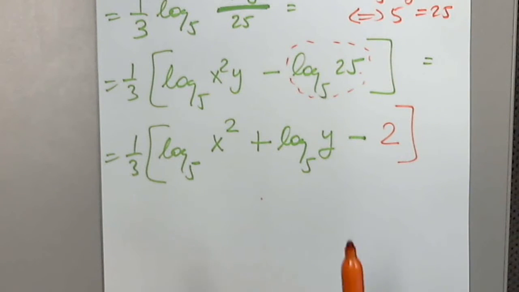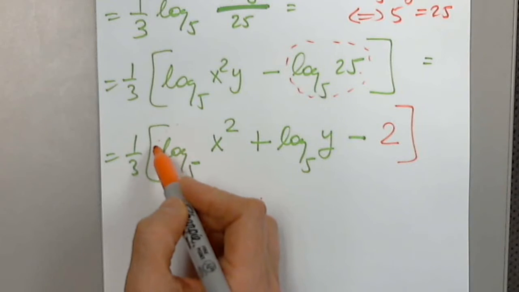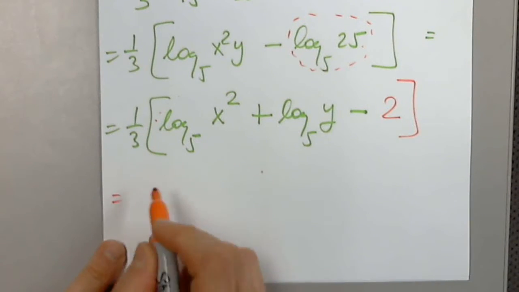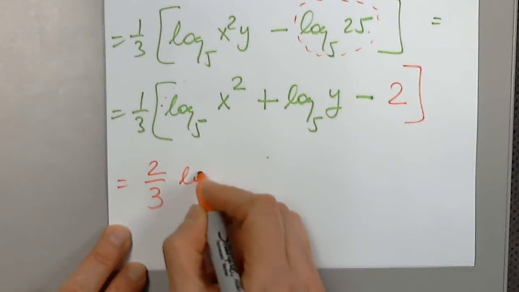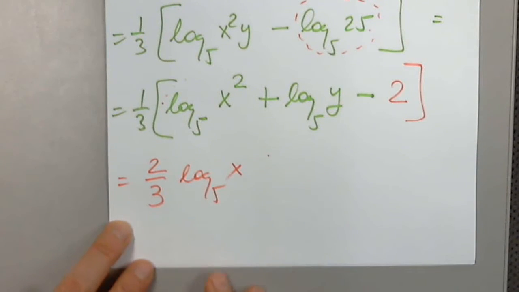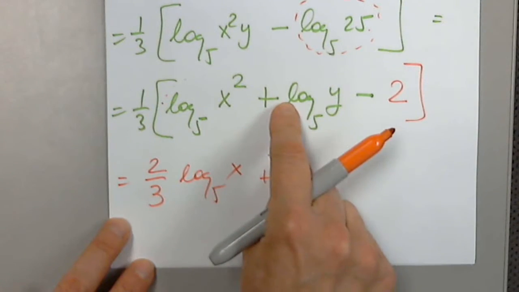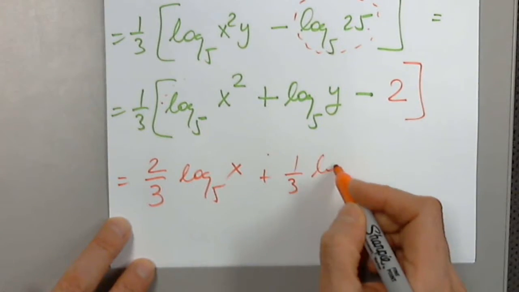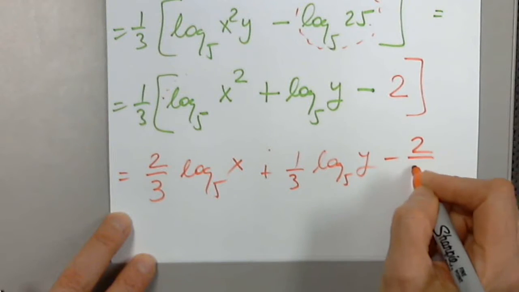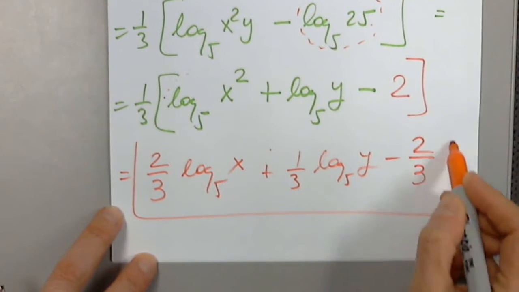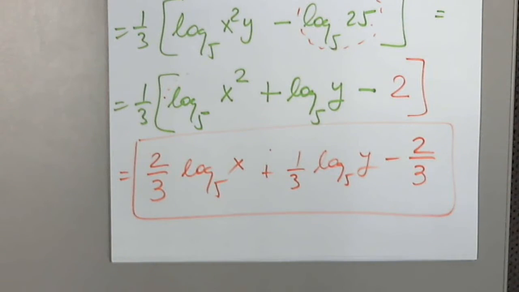So final step, I have to bring the 2 in front. So then I have 2 with 1/3. 2/3 log base 5 of x plus 1/3 distributed log base 5 of y and 1/3 distributed. And this is it. There is nothing I can write any longer here. This is the simplest possible logs.